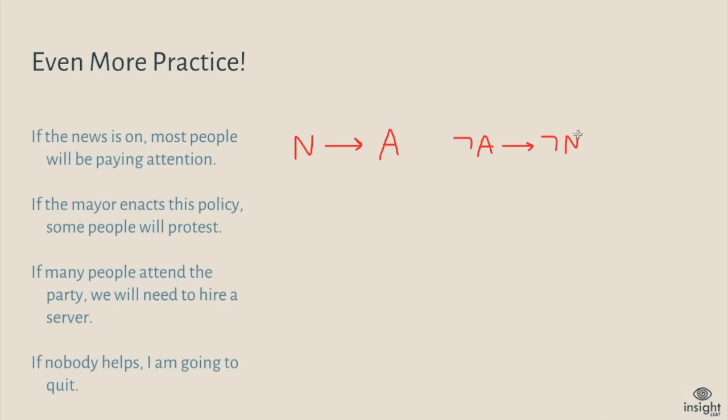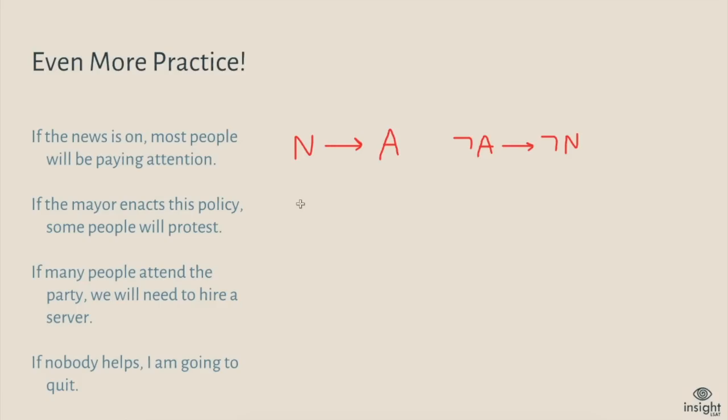But now let's think about those numbers. If it's not the case that most people will be paying attention, what does that mean? Well, it means that if 50% exactly or fewer, right? If exactly half or a minority of people will be paying attention, then the news must not be on. That's how we read if it's not the case that most people blah blah blah. Remember, because we have to use the falsifier for most, which is exactly 50 or a minority, 49% or minus.